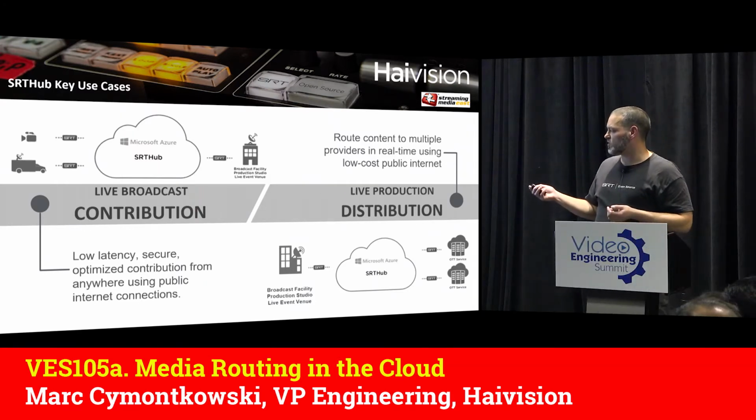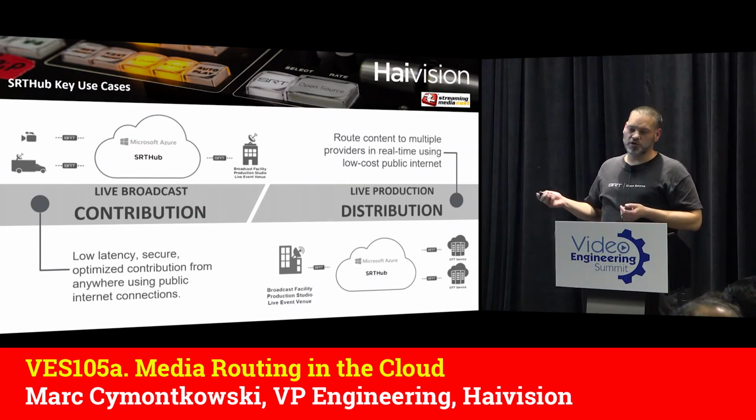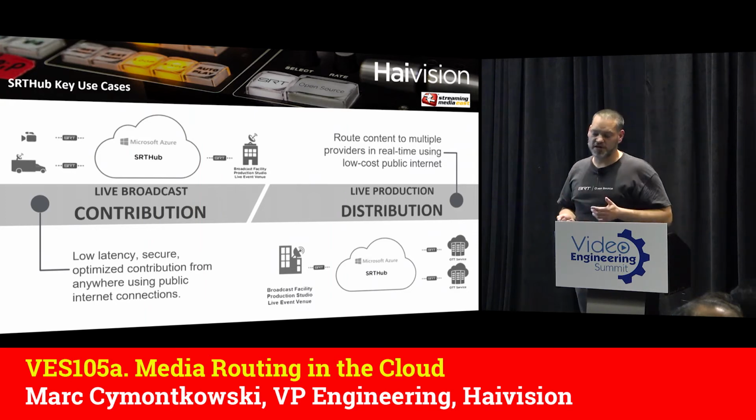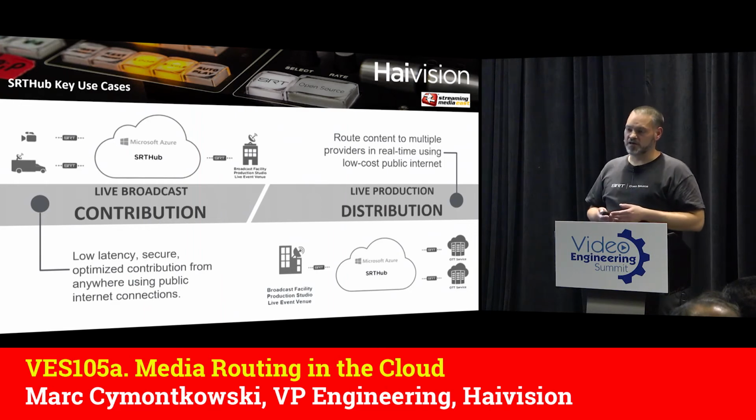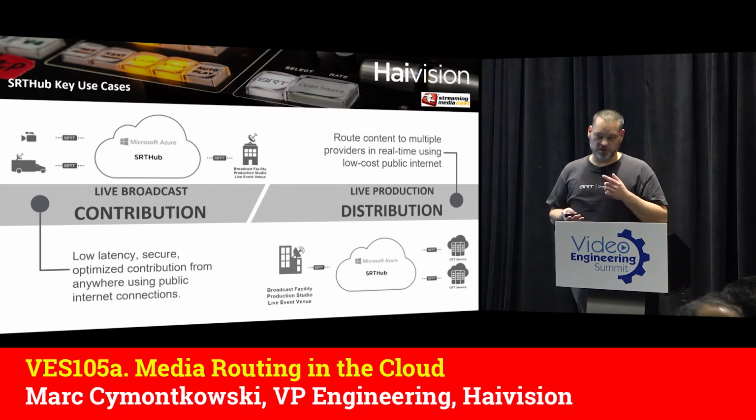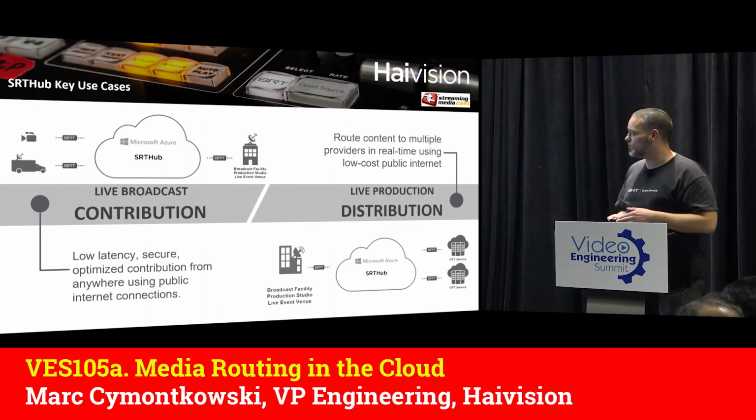And the second use case is live production distribution, where you come in one place and you have different affiliates getting the content 24/7. Could be, again, a very simple routing use case, or it could be very advanced, including transcoding, ad insertion, overlay, all of these things.